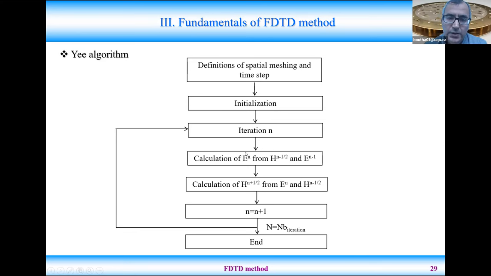We calculate the electric field at a certain time based on the electric field we got previously. The same thing for the magnetic field. We calculate it from the previous electric field and magnetic field. You can see there is a half time step difference between the electric field component and magnetic field component. And then we increase the time step. We increment the time, and we stop when we reach a certain number of iterations in time. This number of iterations can be fixed in the beginning.